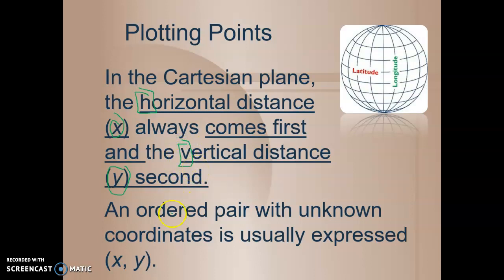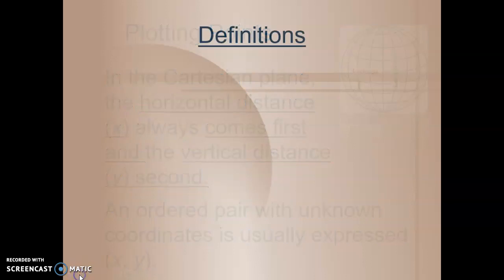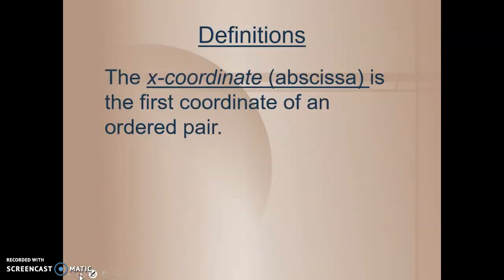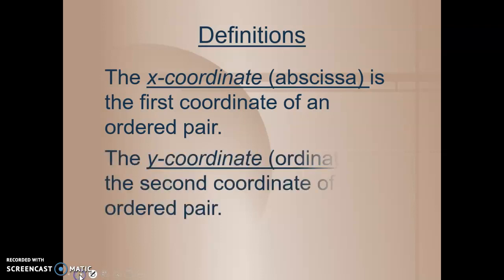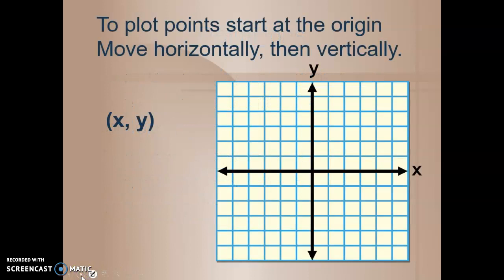An ordered pair with unknown coordinates is usually expressed as x, y. If we don't know the specific points, we would express it just like that, x, y. The x-coordinate is also called the abscissa, and it is the first coordinate in an ordered pair. It comes first, like we just said. And the y-coordinate, called the ordinate, is the second coordinate of an ordered pair. Take a look again. Abscissa comes first alphabetically before ordinate, just like x comes before y and horizontal comes before vertical. So you'll see that pattern repeated several times there. That's not a pattern created in nature; that's just a pattern that happens with the words that we gave these things. So it's more of a memory trick than a mathematical pattern.